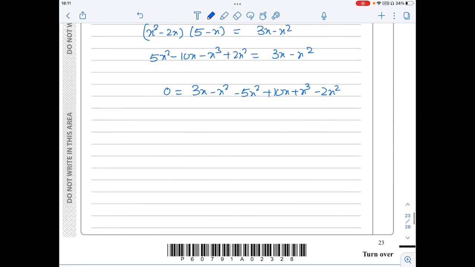So what does that become now? x cubed minus 8x squared plus 13x equals 0. Take x common, it becomes x squared minus 8x plus 13 equals 0.